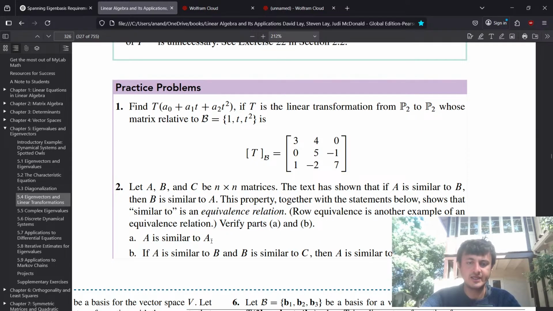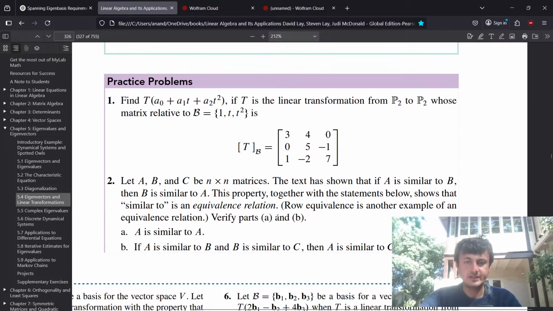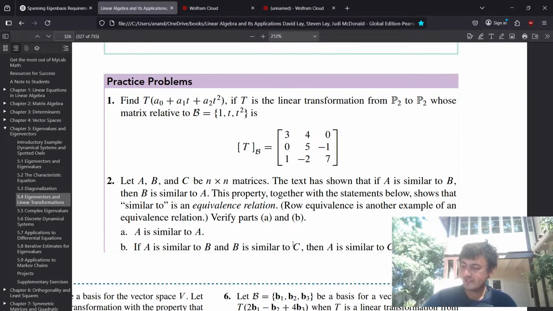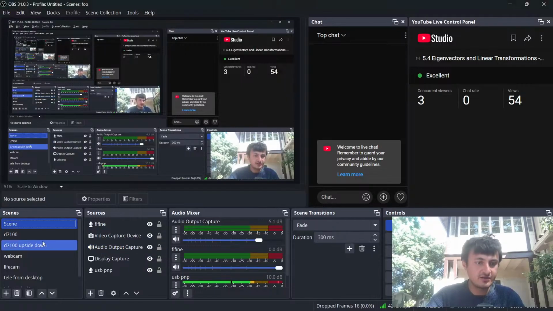So A is similar to A. Take P to be the identity matrix. The identity matrix is obviously invertible, so we're good there. Now if A is similar to B and B is similar to C, then A is similar to C. So in that case, we have A equals P1 B P1 inverse, and then we also have that B is equal to P2 C P2 inverse. So then if we substitute.